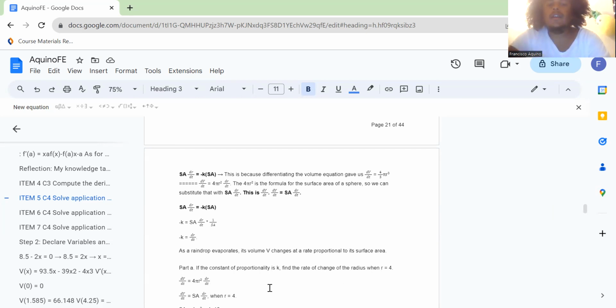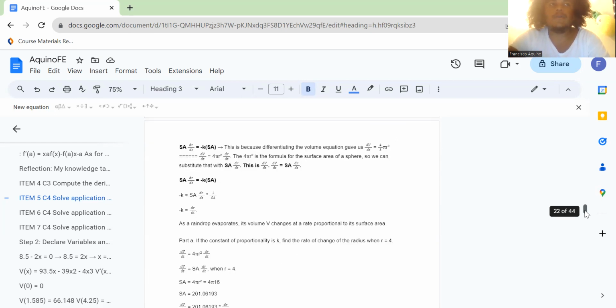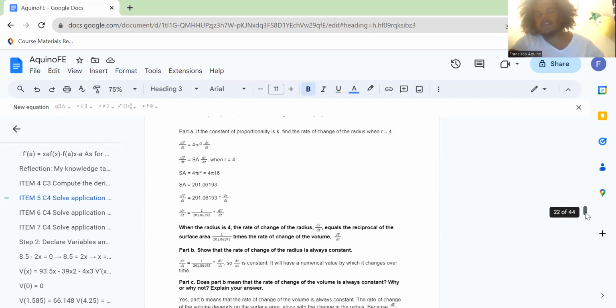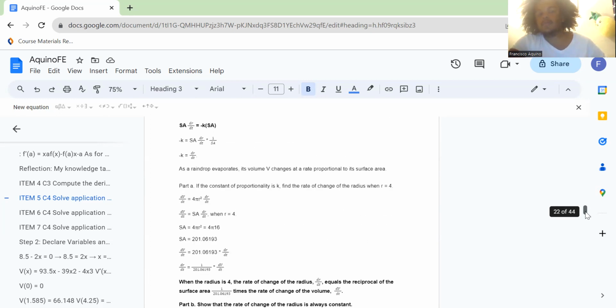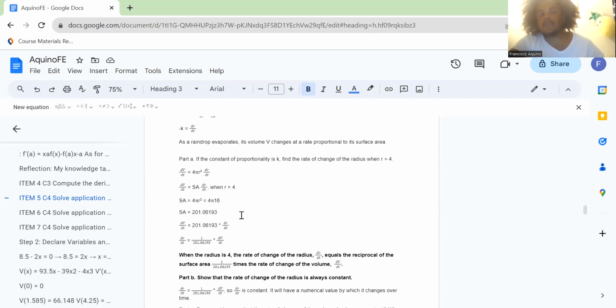Then for part A, it says the constant of proportionality is K, and asks to find the rate of change when the radius is 4. Well, we can't use the volume formula, because that has its dr/dt, but it just wouldn't work. So you want to take the surface area formula, plug in 4 for r to get a value here, and then substitute that back into dV/dt to get the surface area times dr/dt, but with a value. You could also manipulate that for dr/dt to get its reciprocal, which is still a numerical value.